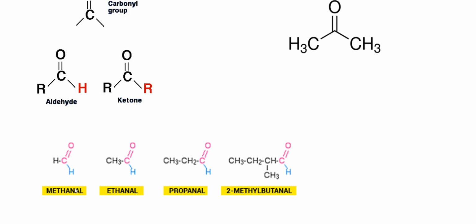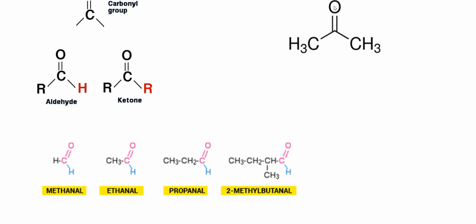Here, for example, you have methanal. Meth because it's only 1 atom of carbon, and al because it's an aldehyde. Ethanal, 2 atoms of carbon, eth, and al because it's an aldehyde. Propanal, and 2-methyl because you have a methyl group in carbon 2, 2-methyl butanol. In this case, it's a ketone.